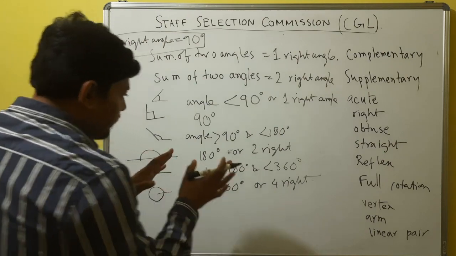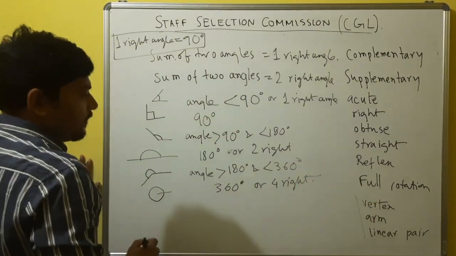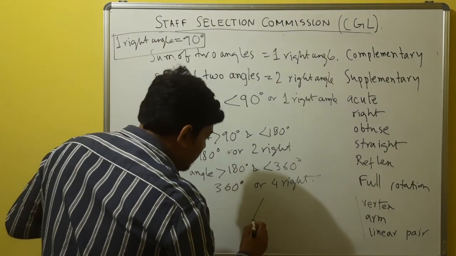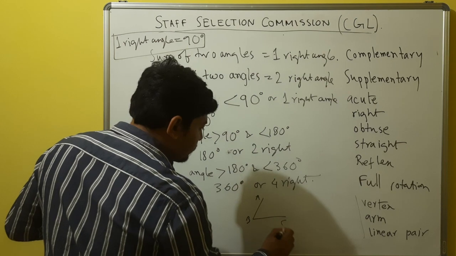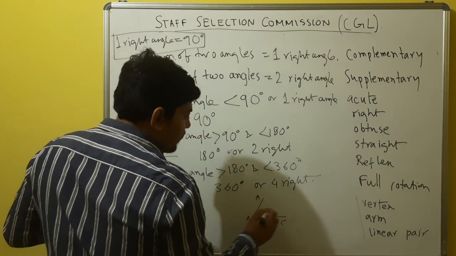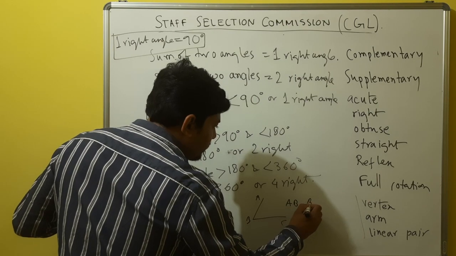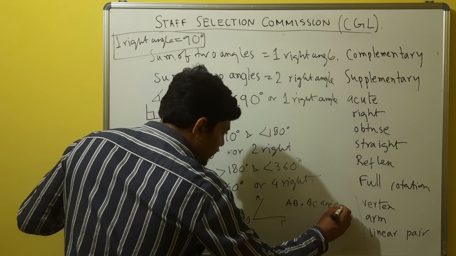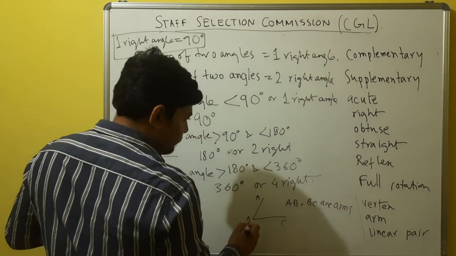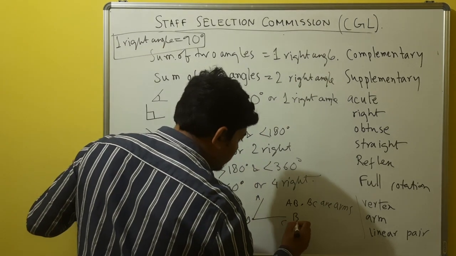angle. Sorry, I discussed about angle. These are the three things which I missed in the first class. So, let's say there is one angle, A, B, C. Here AB and BC are called arms, and B is the vertex.